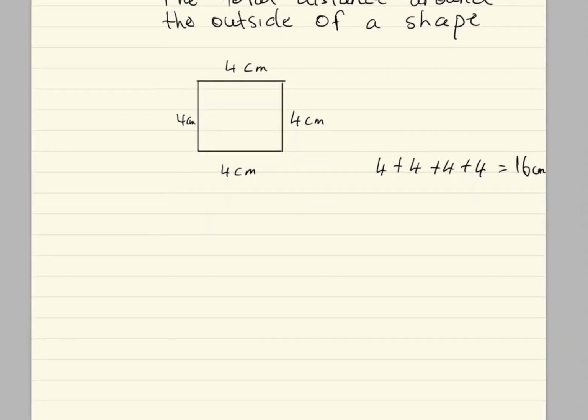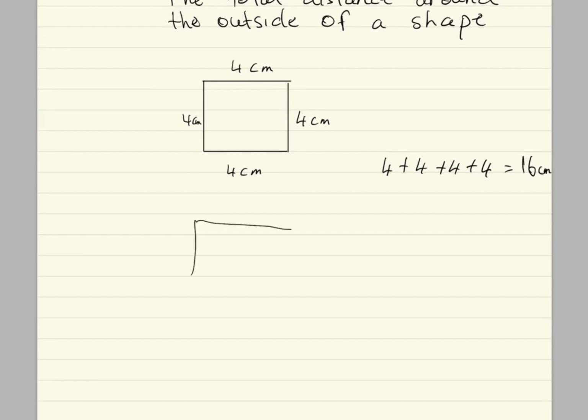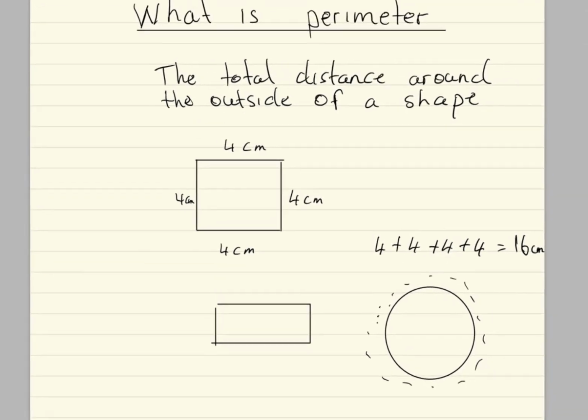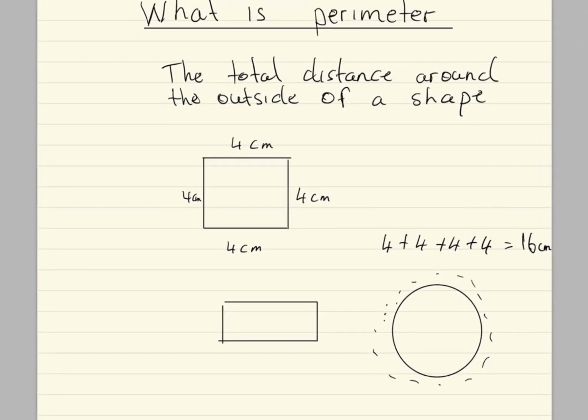You can have many different shapes. You can have a rectangle, something like, that's not a perfect rectangle, but you can have a rectangle, say something like this. You can have something like a circle. Also, the outside is the same thing, so you're looking for the perimeter, but there's a specific name for that when it comes to circles. But essentially, that's what a perimeter is. It's the total distance around the outside of a shape.